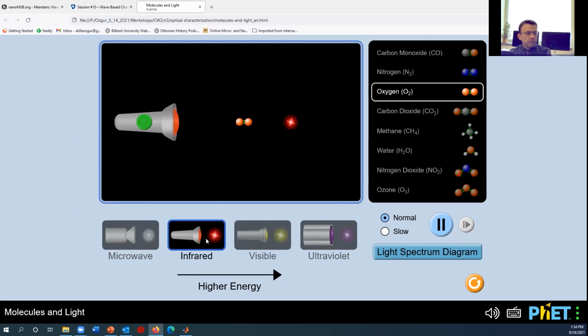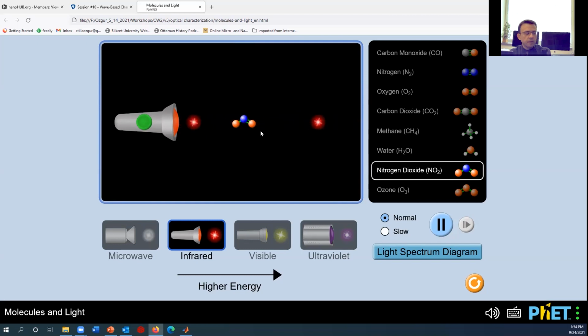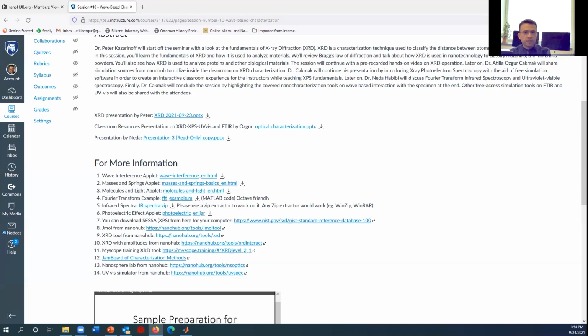And we can go to infrared, like Neda was explaining. So now we can see if it will interact with the infrared light. So we can select another one. So you can see that now it comes in and it starts to vibrate, just like those little springs that Neda was explaining. You can do that for visible and ultraviolet too, but without losing time, we can just move on.